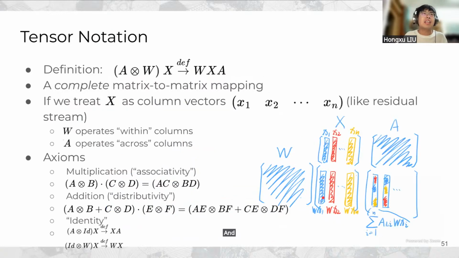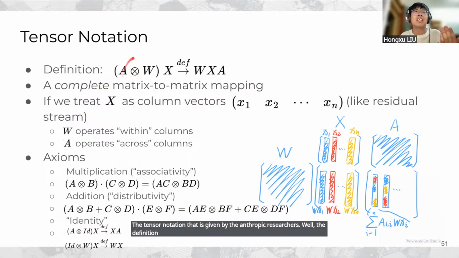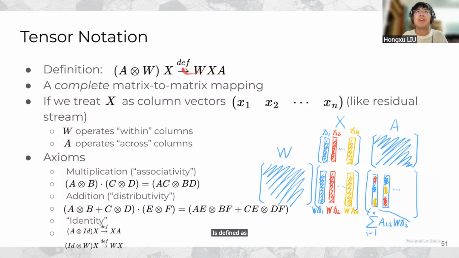And that is the intention of the tensor notation given by the Anthropic researchers. The definition is that a tensor W is defined as x left-multiplied with W and right-multiplied with A.